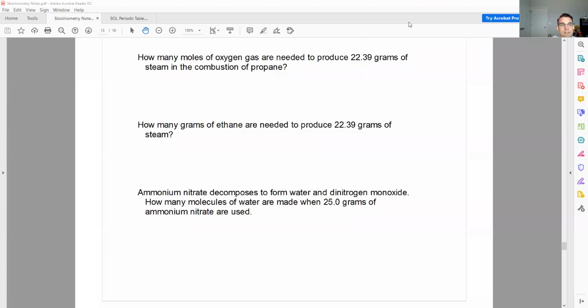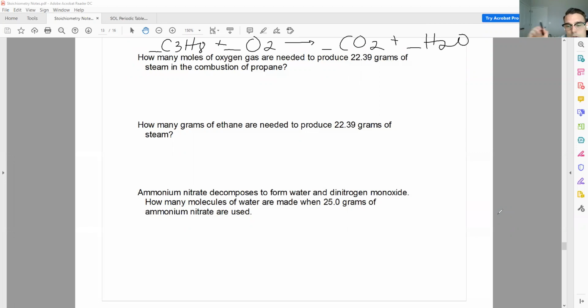How many moles of oxygen gas are needed to produce 22.39 grams of steam in the combustion of propane? Okay, again, starting with the balanced equation. Propane, C3H8. Combustion means oxygen's the reactant. Of course, in a combustion reaction of a hydrocarbon, it's always CO2 and H2O as your products. To balance it, 5, 4 here. Oh no, 3 here, sorry. I know how to count. And 4 here. All right.